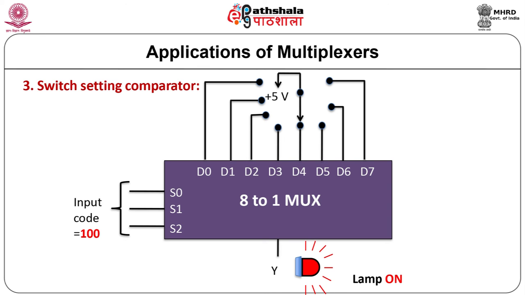This simply indicates your data input D4 is connected to VCC. Naturally, the input code matches with the switch position. Thus, we have a switch setting comparator. When the input code is 111, the multiplexer output is 0, thereby keeping the lamp off. This indicates any incorrect code will keep the lamp off, and when the input code matches with the switch setting, then the lamp is on.